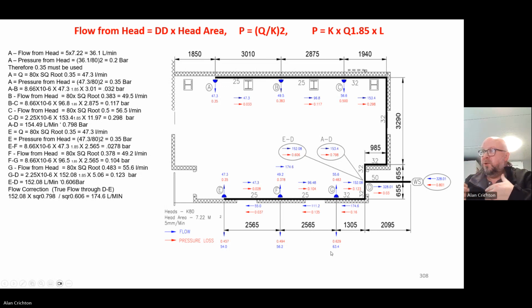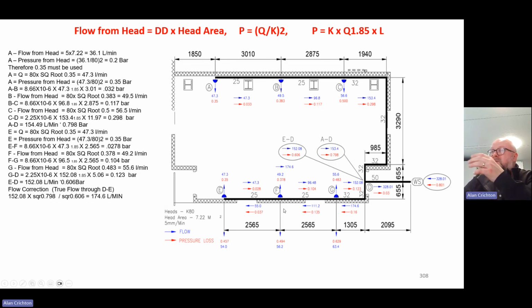Now we need to work out the pressure loss through pipe G to F. We're going to use the flow. To get the flow through this pipe, we take the flow from D to G and take away the flow from this head because it's discharging the water. So it's 174 minus 63.4. The actual flow going through pipe G to F is only 111.2. We know the K factor of the pipe from the tables, TB227, table 2. We know the flow, we've just worked it out, and we also know the length at 2.565. So the pressure loss down that pipe is 0.135 bars.